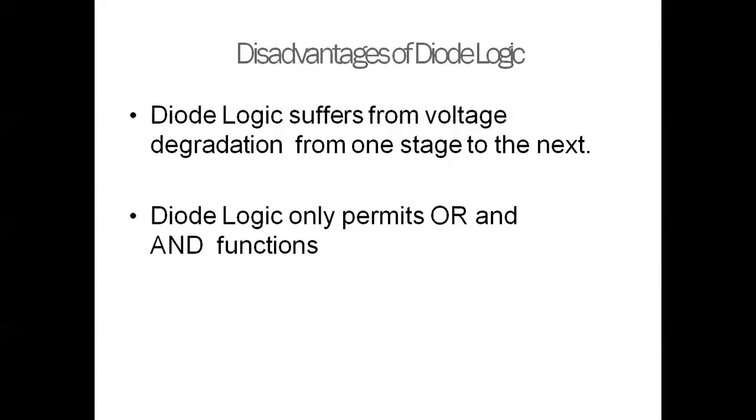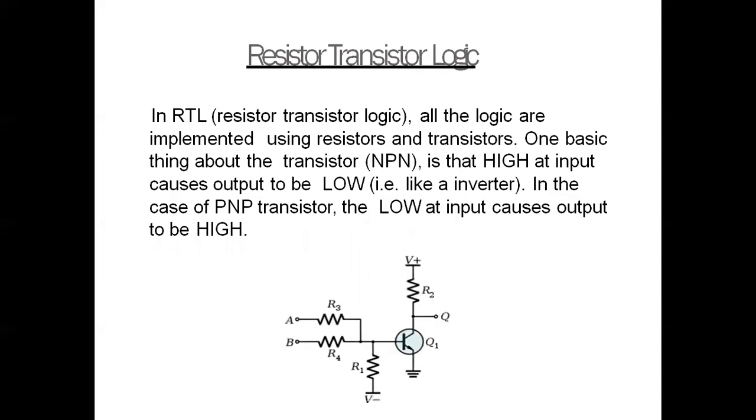Next one, that is the disadvantages of diode logic. First, as we discussed, it always works in forward bias, not in reverse. In the same way, diode logic suffers from voltage degradation from one stage to the next stage. Diode logic only permits OR and AND functions. These are the disadvantages of diode logic.